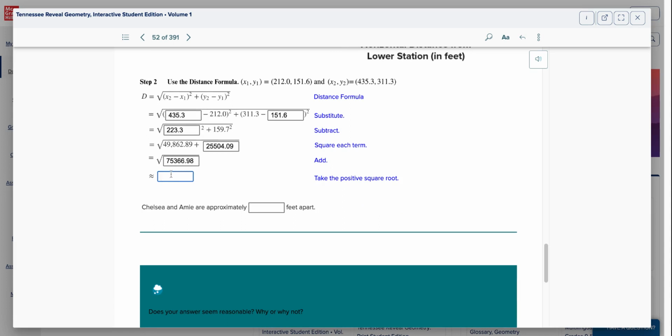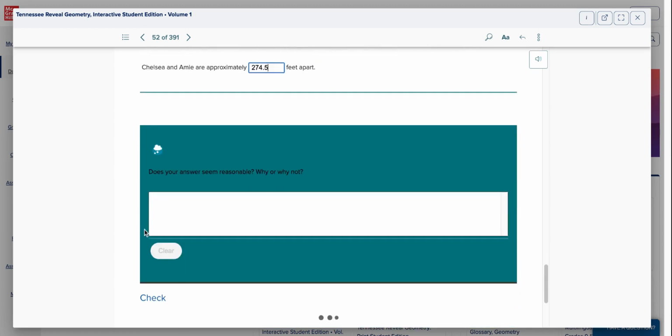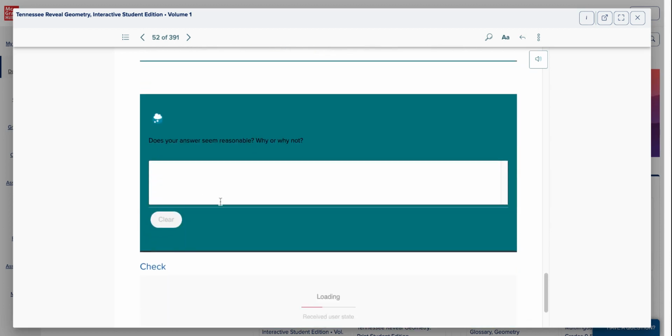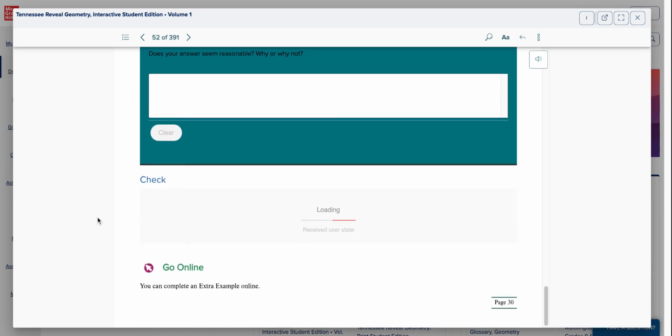So it looks like I'm going to approximate it. That's what the little squiggly right there means, to the nearest tenth. 274.5, because the number after the 5 is a 3, which means the 5 does not move. So they are approximately 274.5 feet apart. All right, you guys, does it seem reasonable? Absolutely, it seems reasonable, and I'll let you answer why or why not.